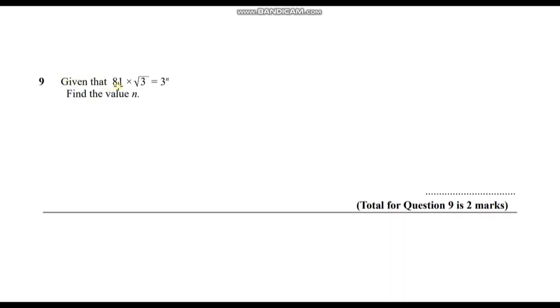Question 9. Given that 81 times the square root of 3 equals 3 to the power n, find the value of n.